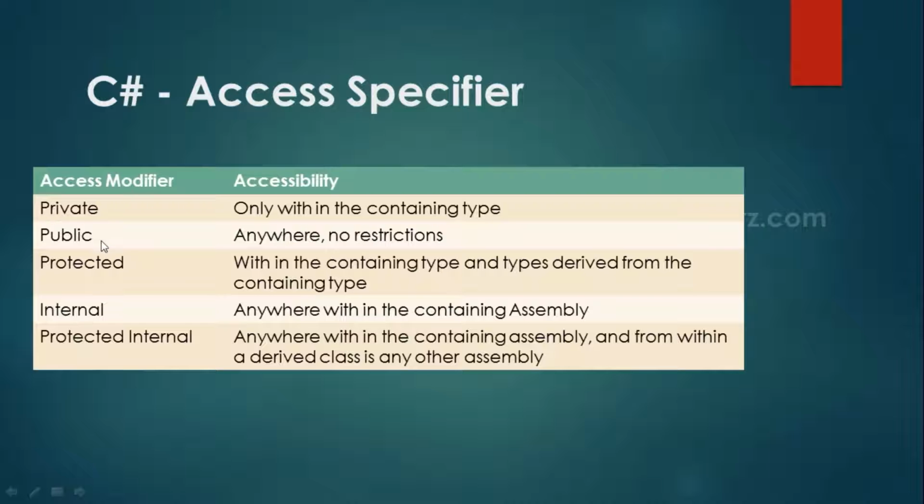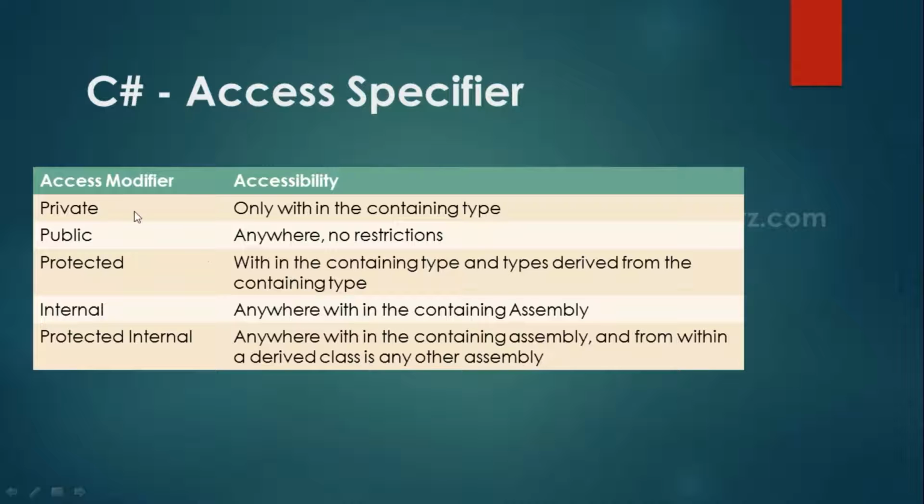Private is only within the containing type, public is anywhere, no restrictions, protected is within the containing type and types derived from the containing type. Internal means anywhere within the containing assembly, and protected internal is anywhere within the containing assembly as well as from within a derived class in any other assembly.